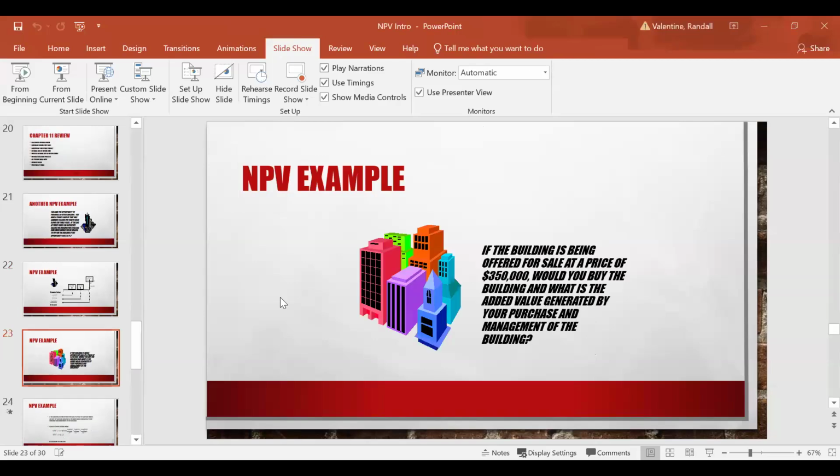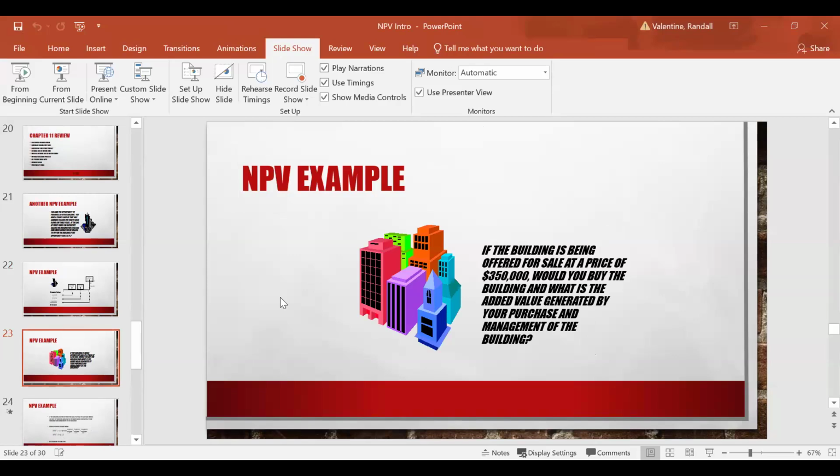So if we go to this, here is the other example, and this is the follow-up to the problem we just did. If you have a building that is being offered at 350,000, would you buy the building? And what is the added generated value to the management of the building? So how would you do this problem in your calculator?